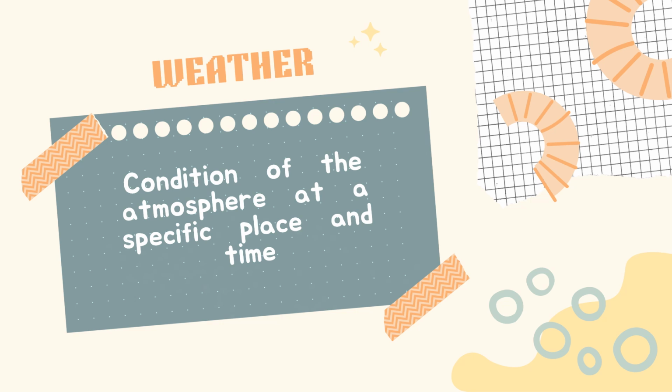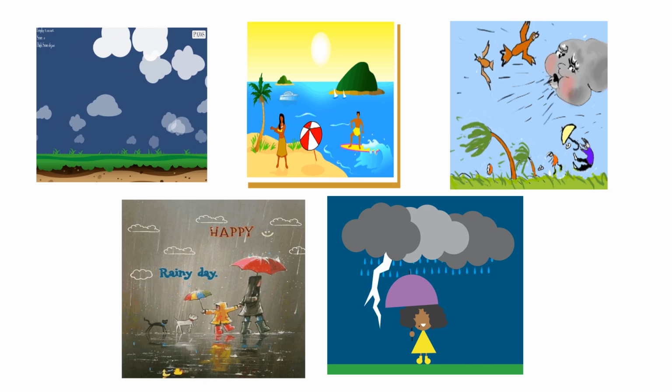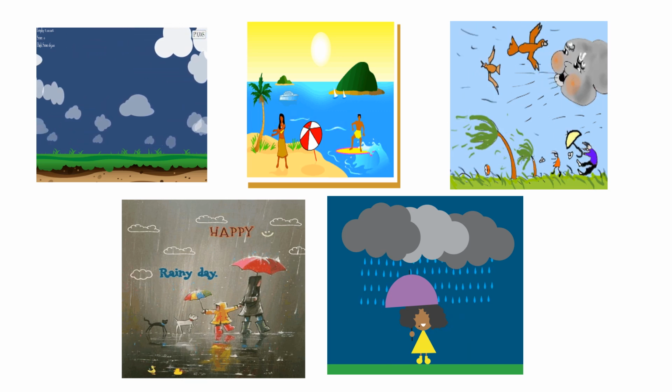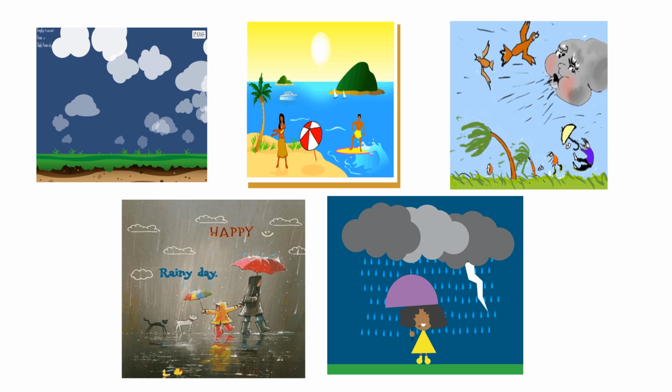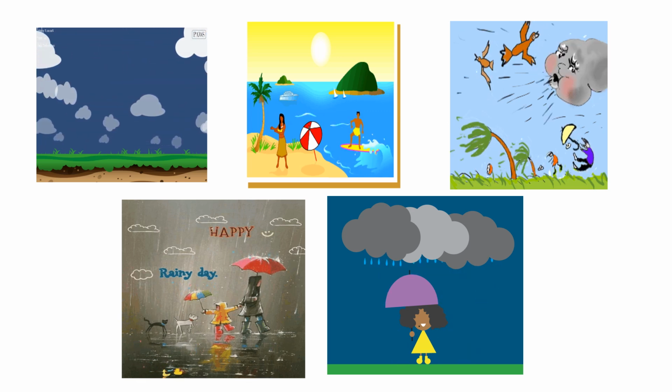Let us start with defining weather. Weather is a condition of the atmosphere at a specific place and time. So these are the different types of weather: cloudy day, sunny day, windy day, rainy day, and stormy day.